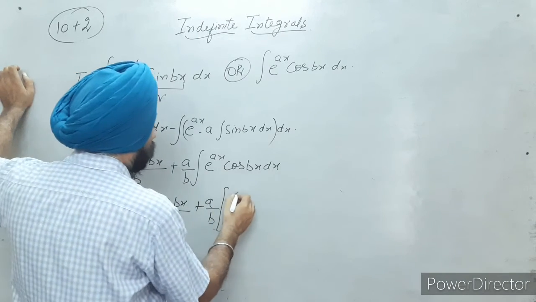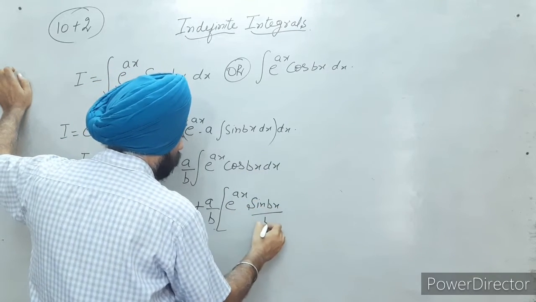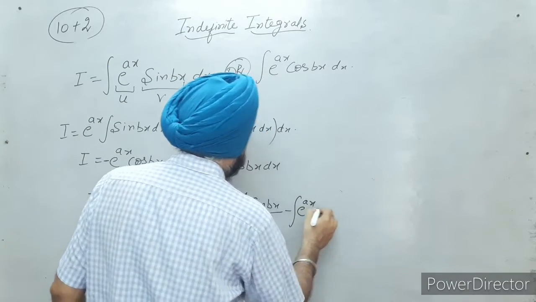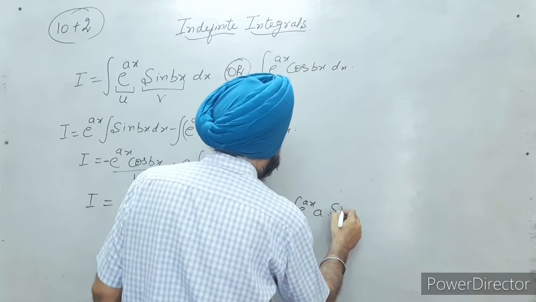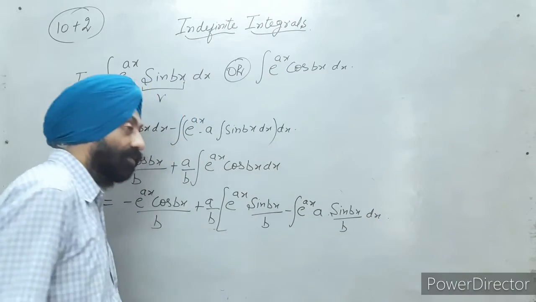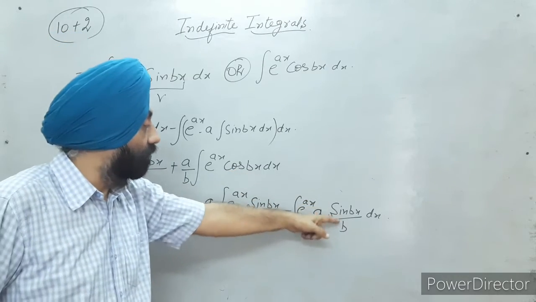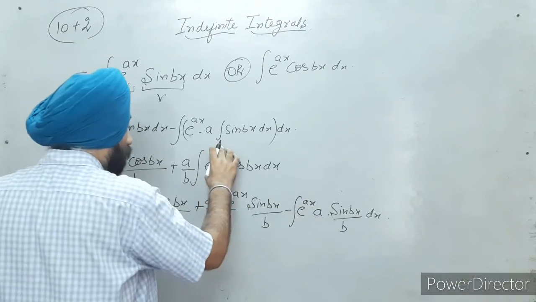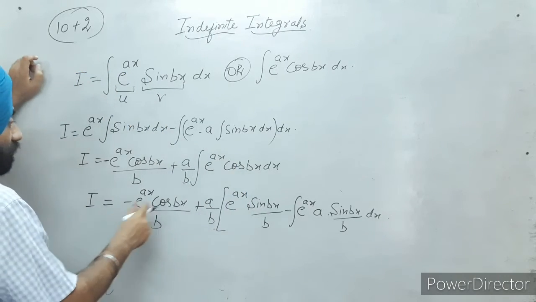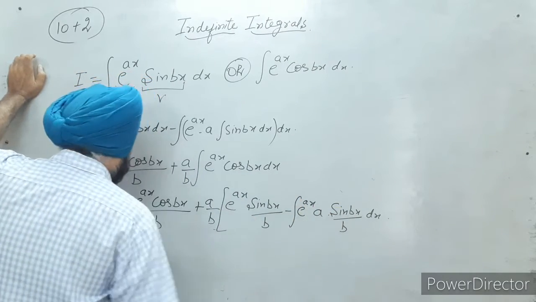Now first function, integral second is this, minus integral derivative into integral dx. You must remember the formulas of integration. Integral of cos bx is sin bx divided by b. Integral of derivative of e to the power ax is e to the power ax into a. Now this is first, integral second minus derivative of first, integral second.